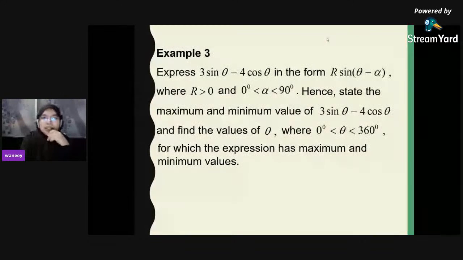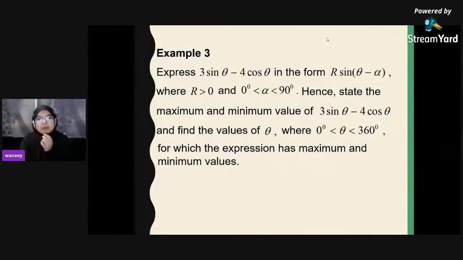Okay, so let us go to example 3. Express 3 sine theta minus 4 cos theta in the form of r sine (theta minus alpha), where r is greater than 0 and alpha is in between 0 and 90 degrees. Hence, state the maximum and minimum value of 3 sine theta minus 4 cos theta and find the values of theta, where theta is in between 0 and 360, for which the expression has maximum and minimum values.